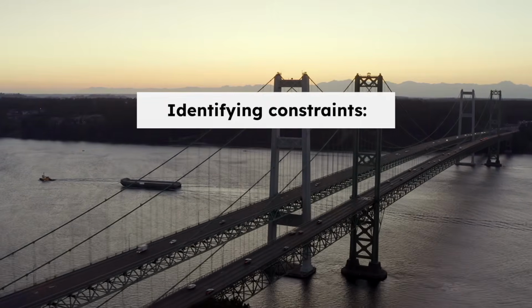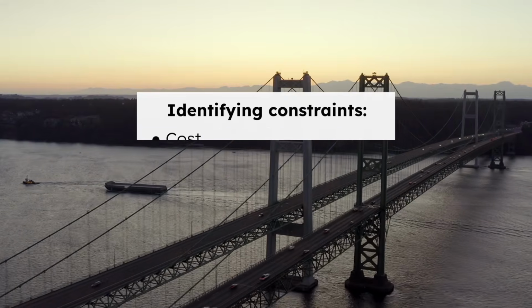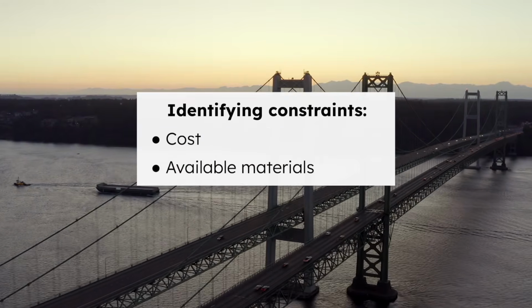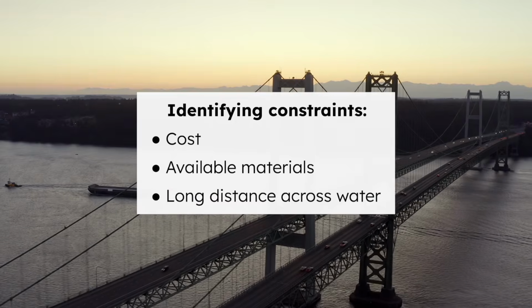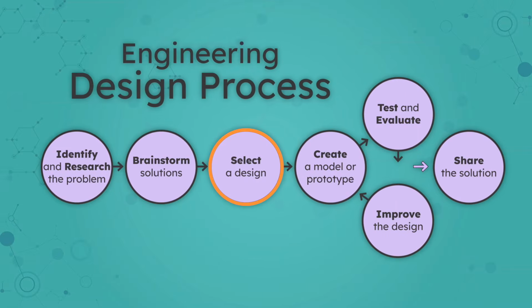What do you think the primary constraints would be when designing a bridge? Factors such as cost, available materials, and the need to span a long distance across water will be at the top of the list. After brainstorming, engineers selected a design to test.